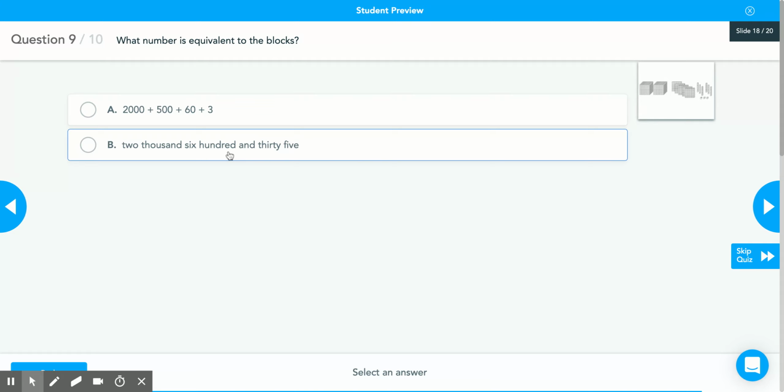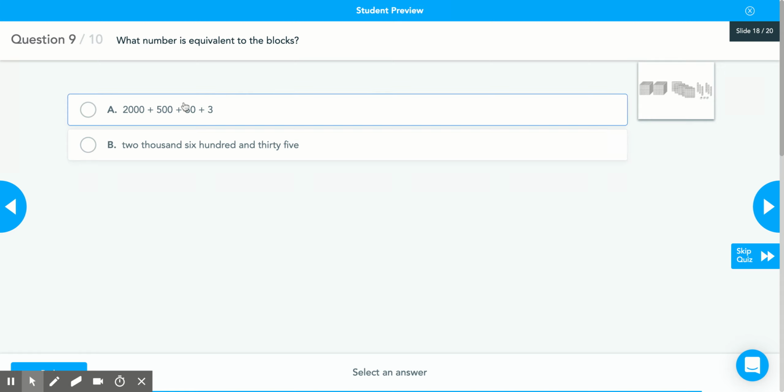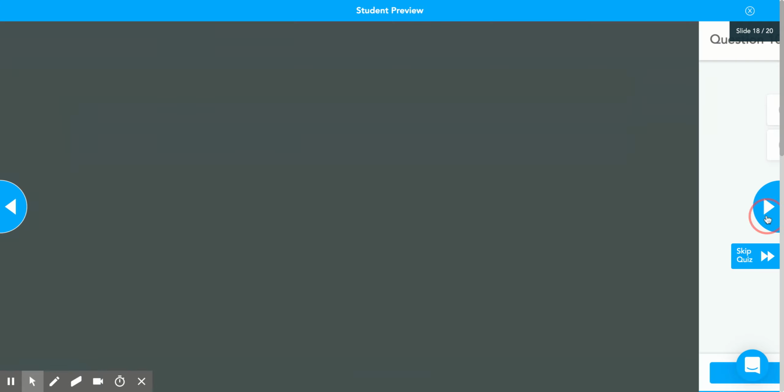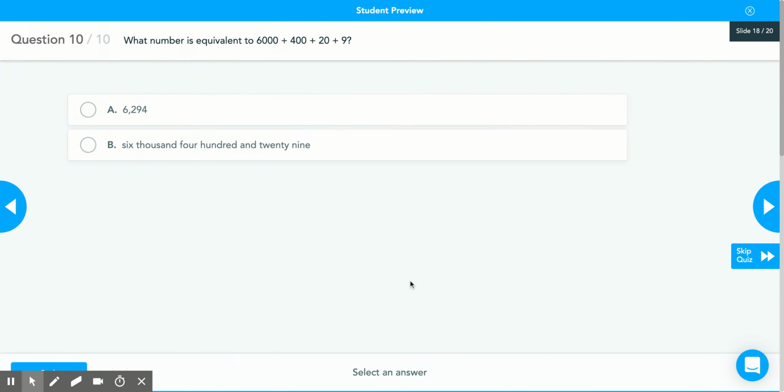However, in B, 600 is represented, which would make B incorrect. Then we look at the tens blocks, and we have 6 tens blocks, so we would need 60, which is represented in the expanded form, and 3 ones blocks, which is also represented in the standard form, making A the correct answer.